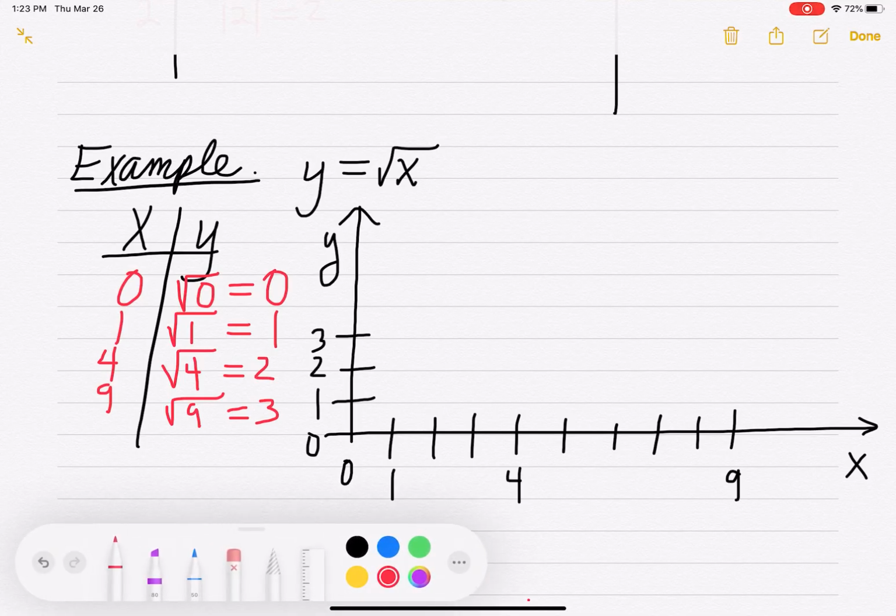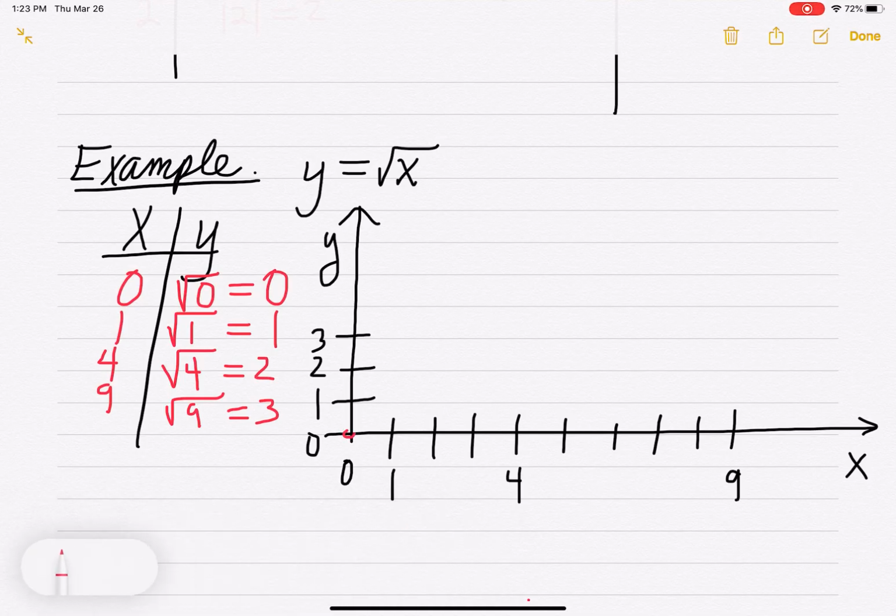And I'll go ahead and plot these points. First starting with 0, 0. Then 1, 1. And then 4, 2. And then 9, 3. And it turns out there are lots more solution points. For example, if you plugged in 1/2 and took the square root of 1/2, you get something like here. If I plugged in 2 and took the square root of 2, I get something like here, and so on and so forth. So you're going to get something that looks like this.